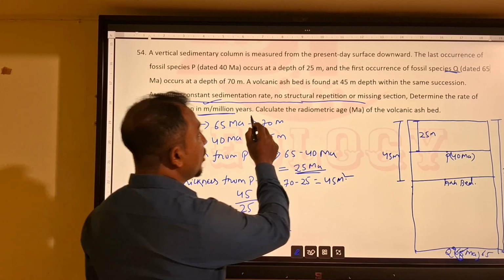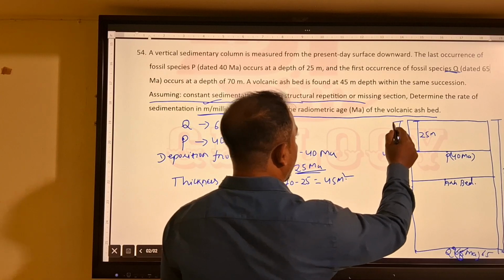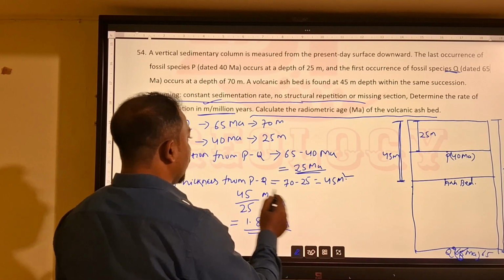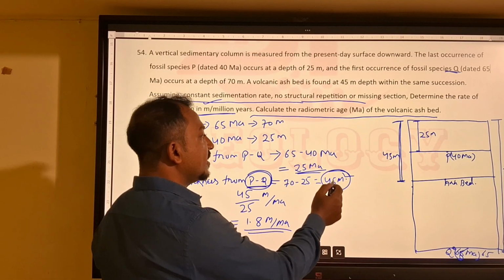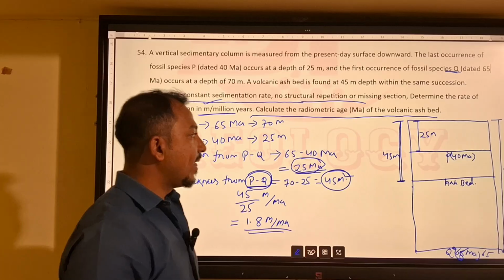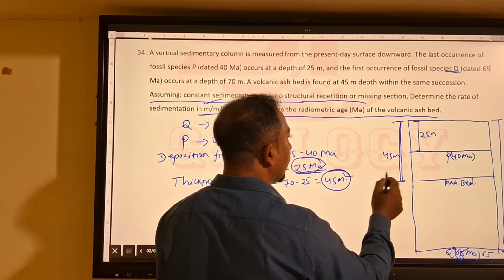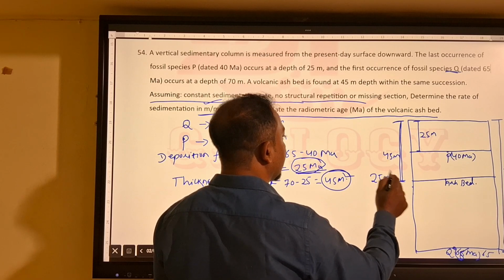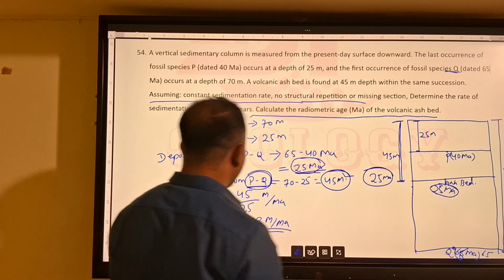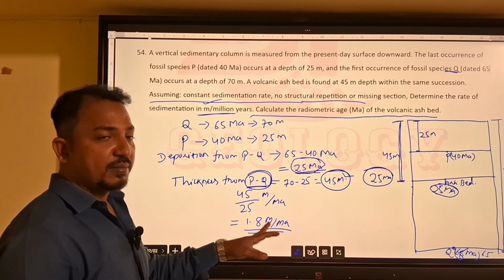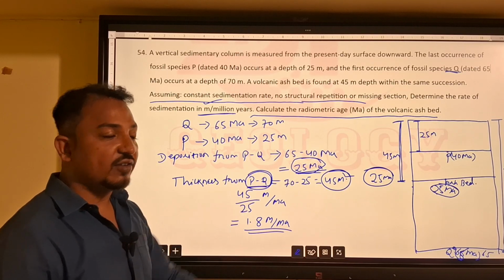Then the question asks to calculate the radiometric age of the volcanic ash bed. The volcanic ash bed is present at a depth of 45 meters. From P to Q is also 45 meters. So 45 meter is deposited in 25 million years. As the sedimentation rate is constant, this 45 meter will also be deposited in 25 million years. That means the age of the ash bed is 25 million years. The sedimentation rate is 1.8 meter per million years, and the age of the volcanic ash bed is 25 million years.